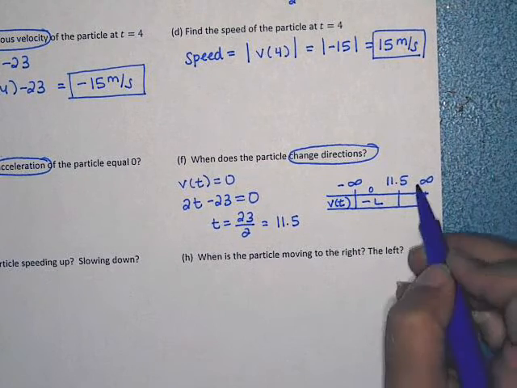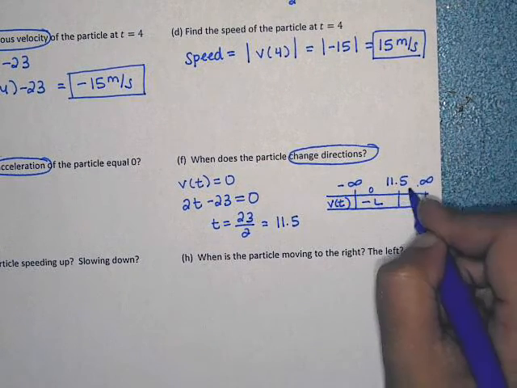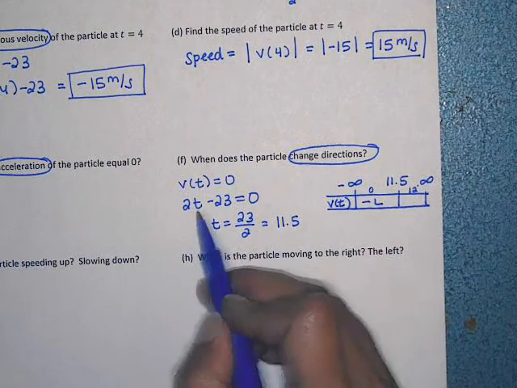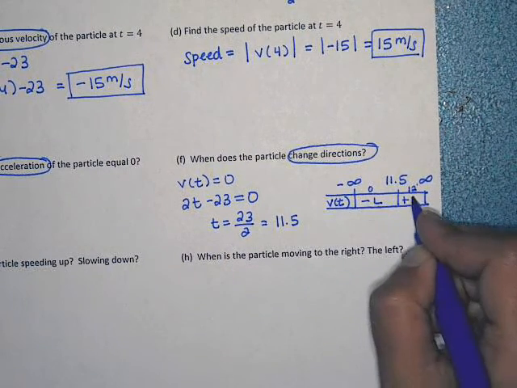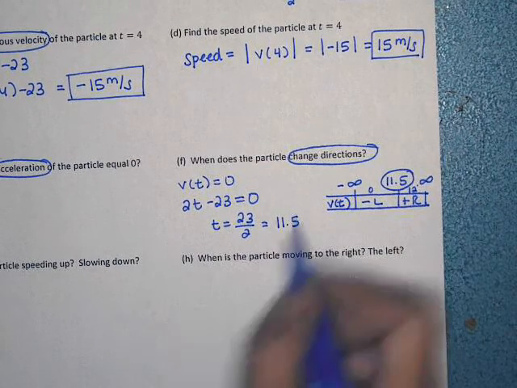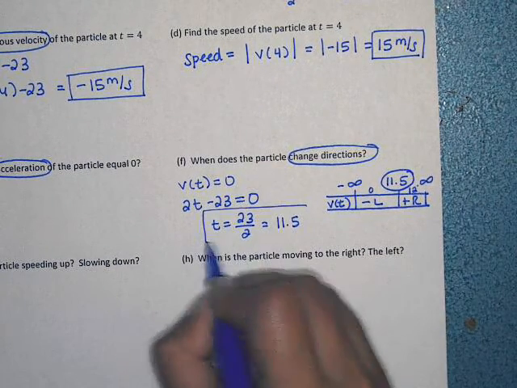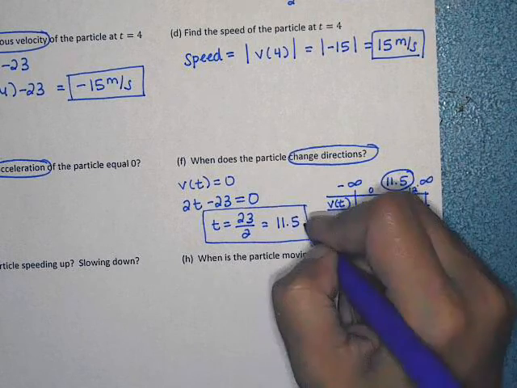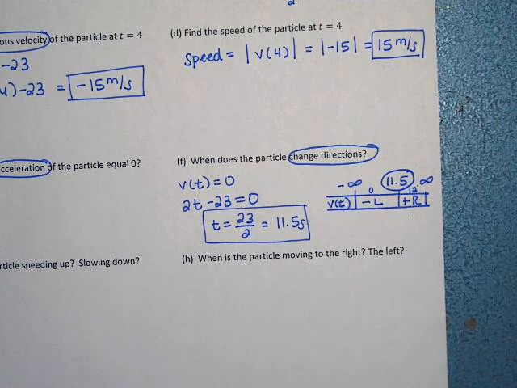If I pick a number bigger, like 12, for example, and I plug that in here, I get 24 minus 23, which is positive, so I'm going right. So I change direction at 11.5, so I would say t equals 11.5 is my answer, and I would put seconds on there because I'm measuring in seconds.